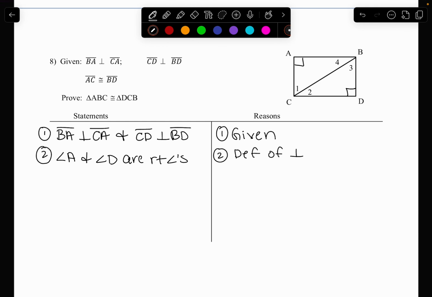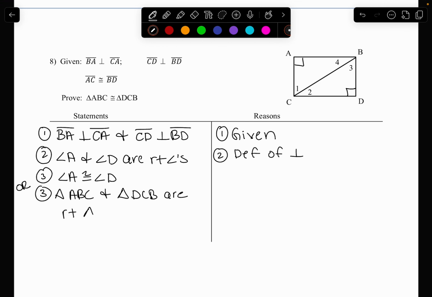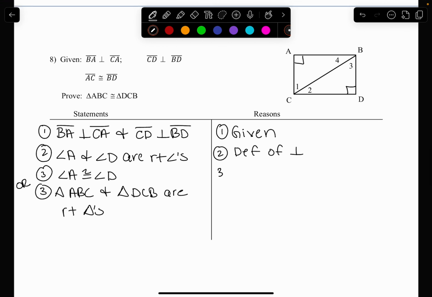I still don't have anything congruent yet, so that's where my next step comes in. I'm going to say that angle A is congruent to angle D. My second option, remember, is that I need to mention that I have right triangles. And I just use whatever triangle name they gave me there. Triangle ABC and triangle DCB are right triangles. Okay, so the first number 3 is all right angles are congruent. And then the second number 3 is the definition of right triangle. And then we're going to move on.